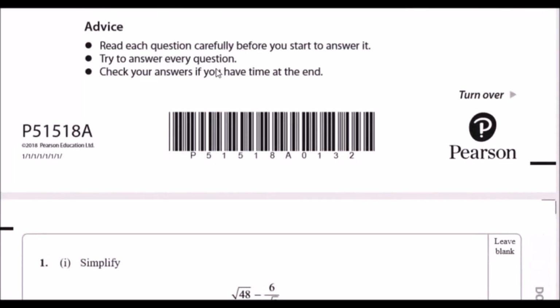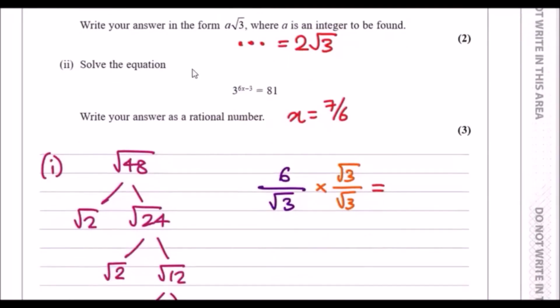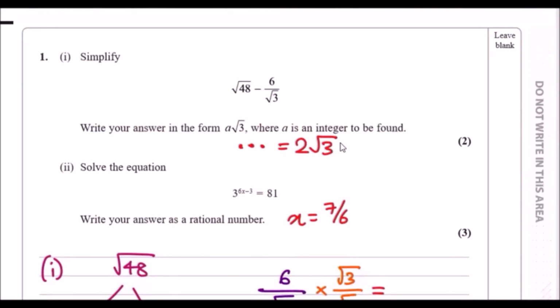But anyway, let's go through each question, and as usual, I've covered a lot of these questions. I'm just going to show you how I did each one. So let's begin. Number 1. Simplify the square root of 48 minus 6 over root 3. Write your answer in the form a root 3, where a is an integer to be found.